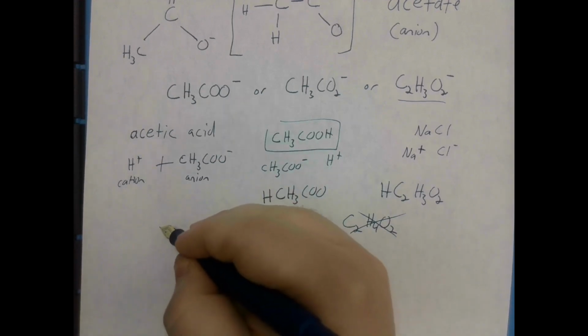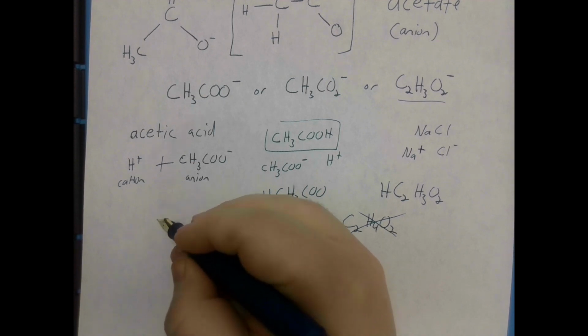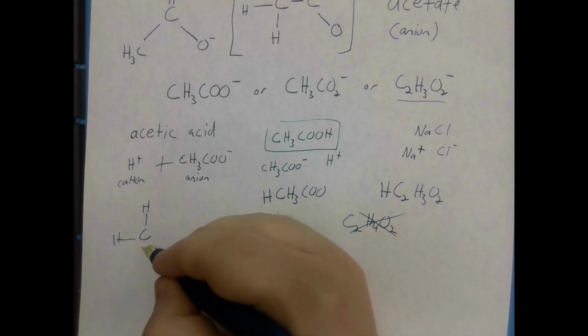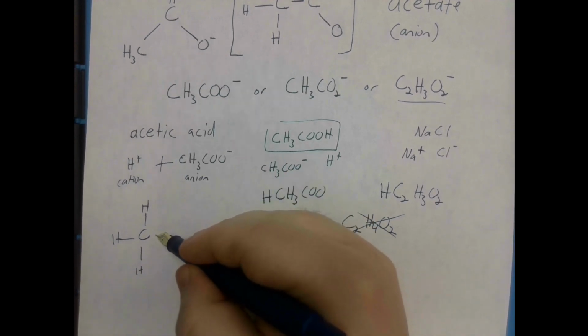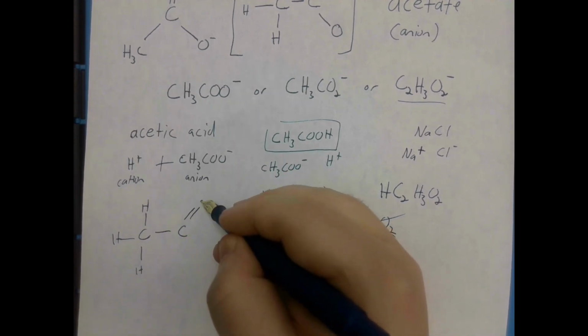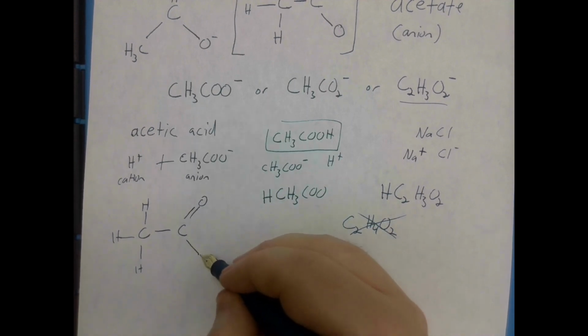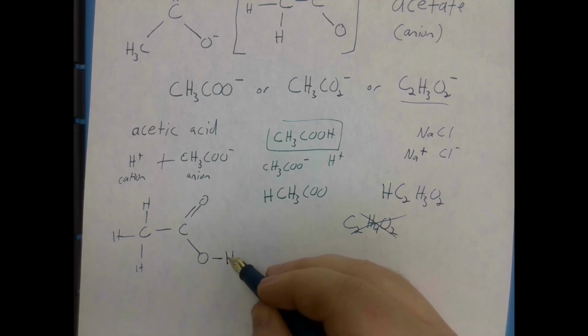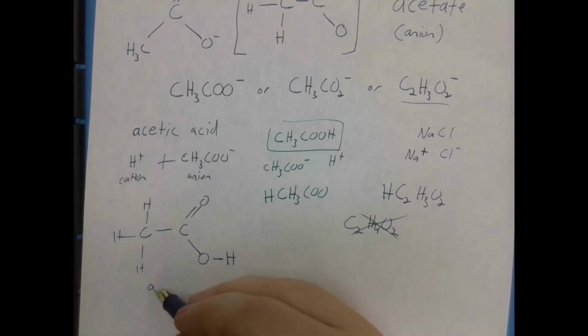So drawing this, we see C bonded to an H, bonded to another H, bonded to another H, bonded to another carbon. There's a double bond on the oxygen. There's an O that has an additional electron to balance it out with an H. So this is acetic acid.